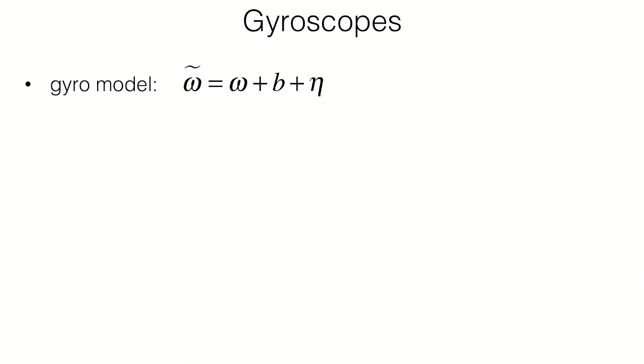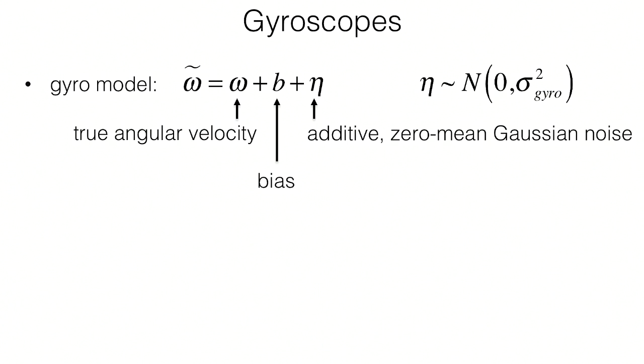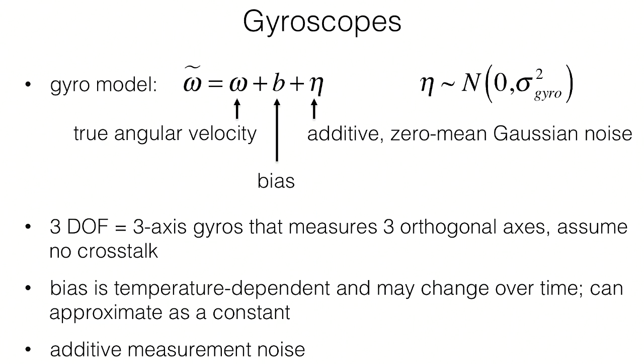Gyroscope measures angular velocity, and we're going to use the following gyro model. The measurements are a sum of the true angular velocity, omega, plus some bias. And the bias I'll talk about in a second, but plus some additive Gaussian noise. So Gaussian measurement noise is something that is quite common for all sensors, but the bias is something that is a little bit unique here.